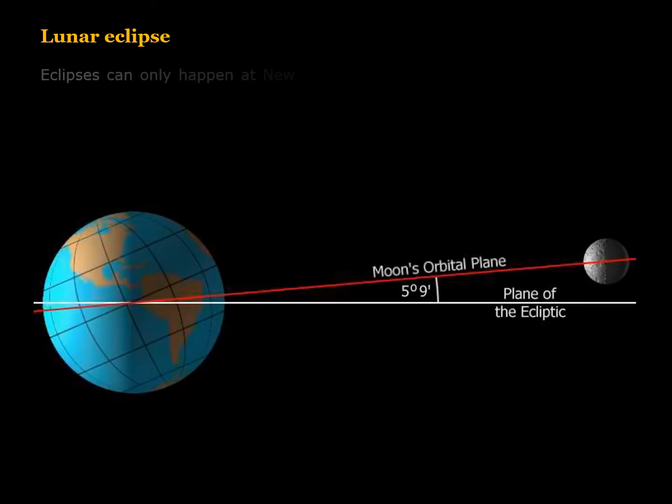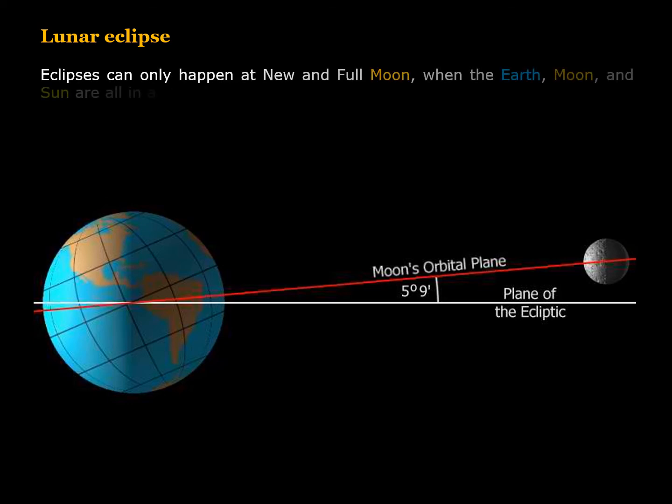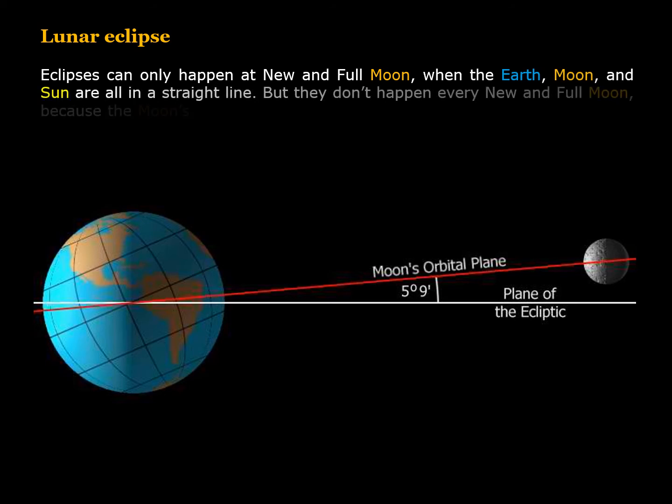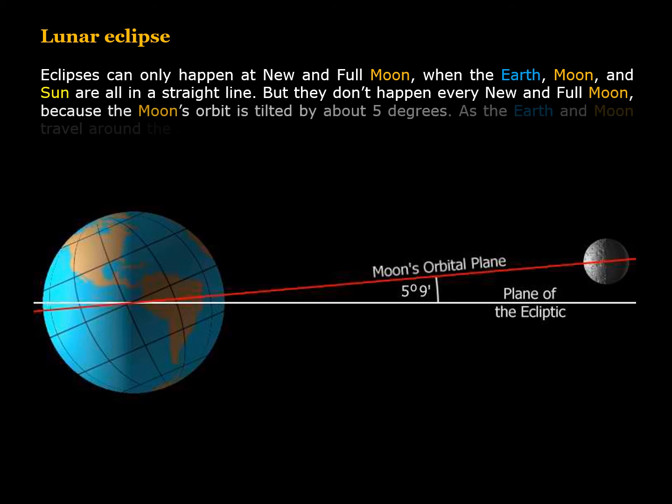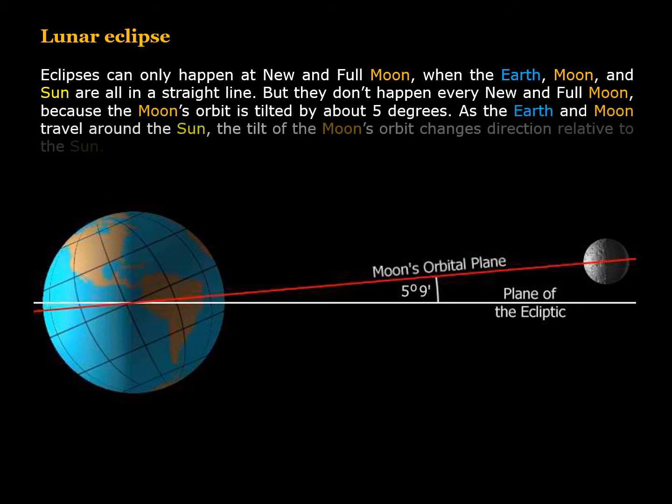Eclipses can only happen at new and full moon, when the Earth, Moon, and Sun are all in a straight line. But they don't happen every new and full moon, because the Moon's orbit is tilted by about 5 degrees. As the Earth and Moon travel around the Sun, the tilt of the Moon's orbit changes direction relative to the Sun.